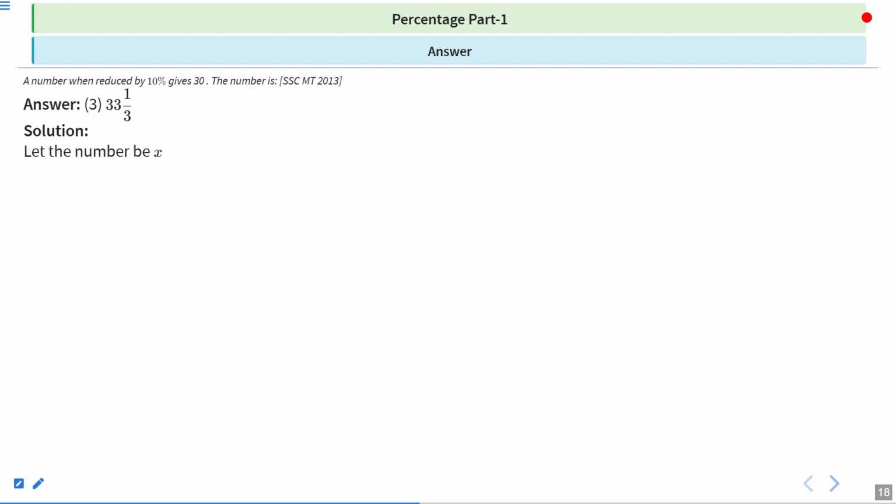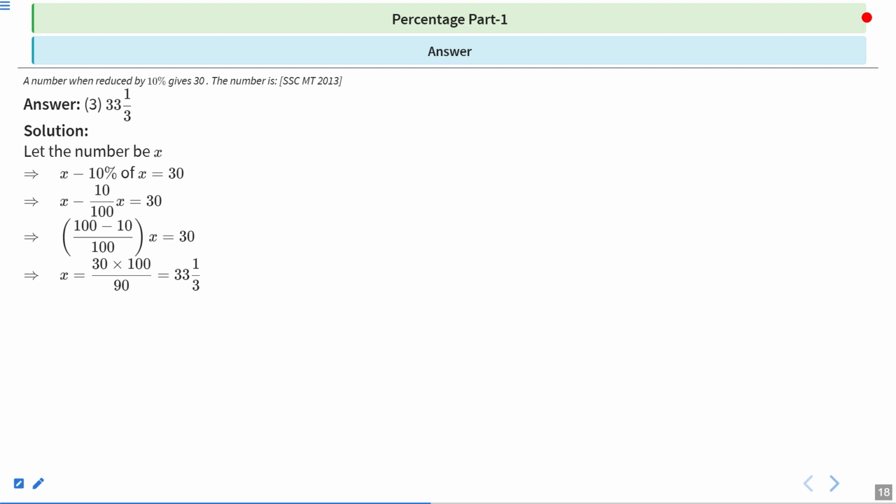So let the number be x. Now when we reduce the number by 10%, what we can do is x minus 10% of x equals 30, according to the question. So simplifying it, we get x minus 10 upon 100 into x equals 30. Or we can say that 100 minus 10 upon 100 into x equals 30. So x will become 30 into 100 upon 90, which equals 33 and 1 by 3. So hence the number is 33 and 1 by 3. Third is the correct answer. Next one.